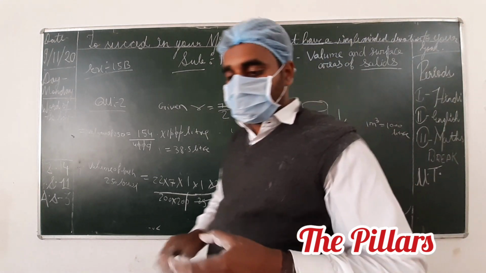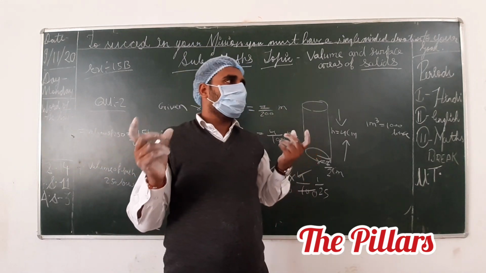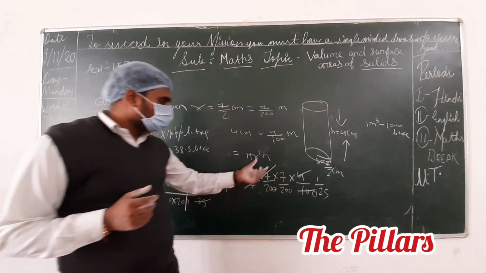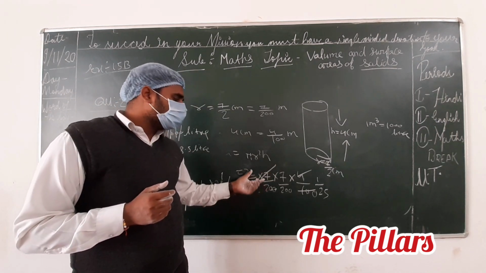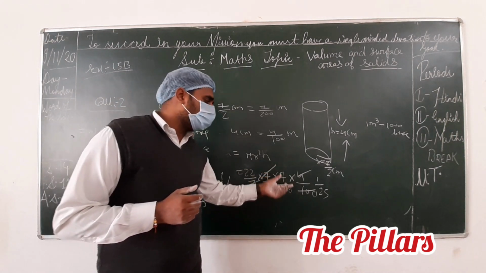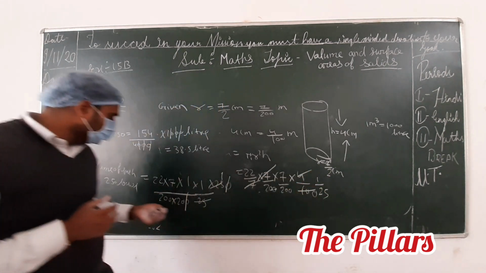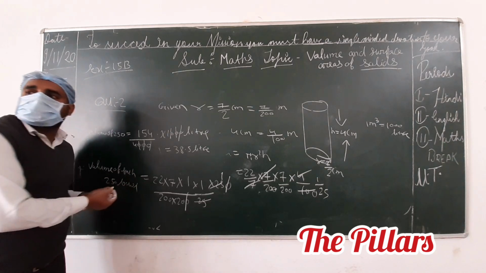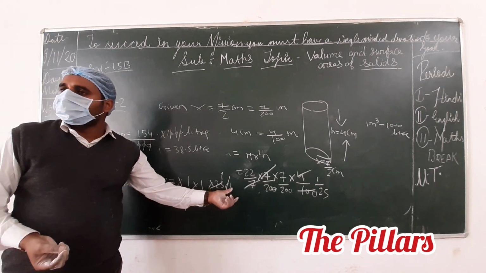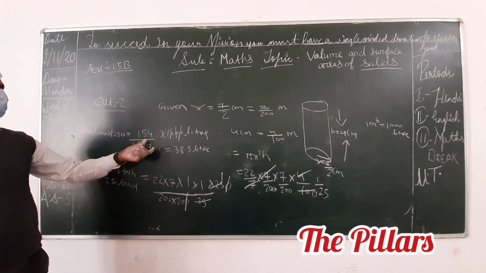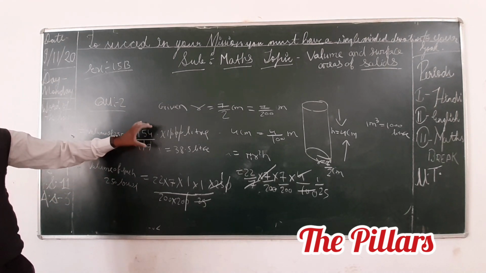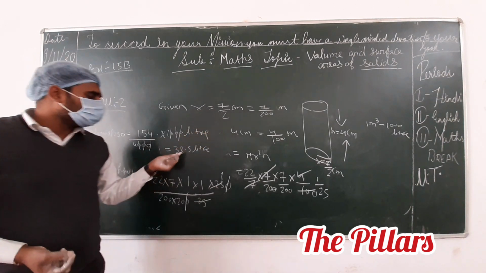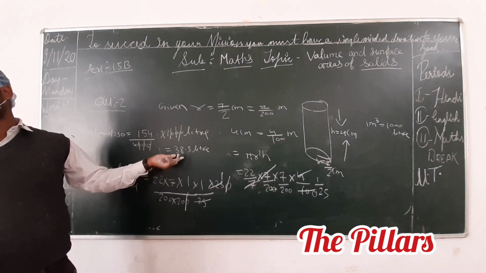First we have to calculate the volume for one bowl. The volume for one bowl is pi r square h, which is 22 by 7 into 7 by 200 into 7 by 200 into 4 by 100. We have to calculate it. After that, the volume of such 250 bowls: we multiply by 250 and calculate again. This will be in meter cube. We want to convert into liter, so we multiply by 1000 and calculate. This is 38.5 liter.